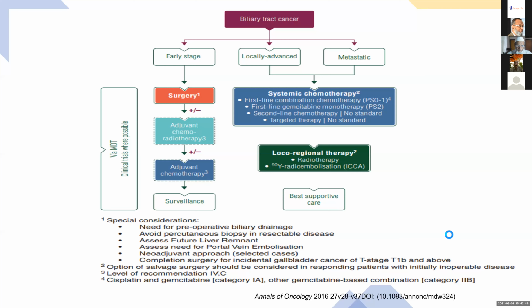In early stage, the curative treatment option is surgery, followed by adjuvant treatment. Whether adjuvant treatment is beneficial or not, we will discuss later on. Locally advanced and metastatic biliary tract cancer can be treated with the same line of treatment, with systemic therapy. There is some role of locoregional therapy.